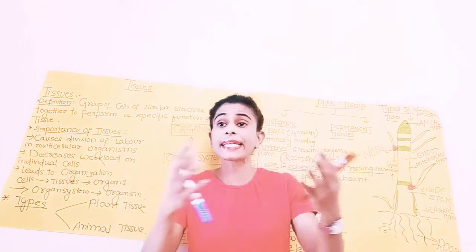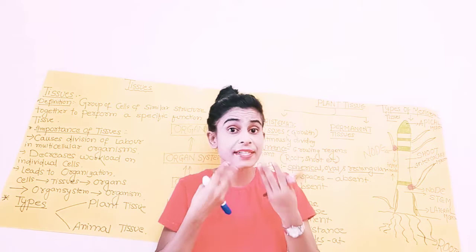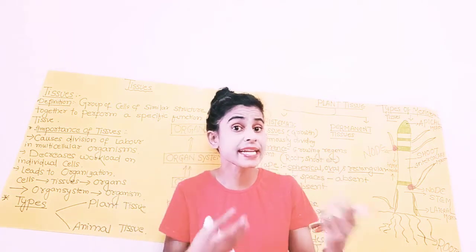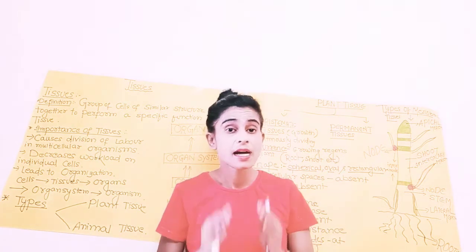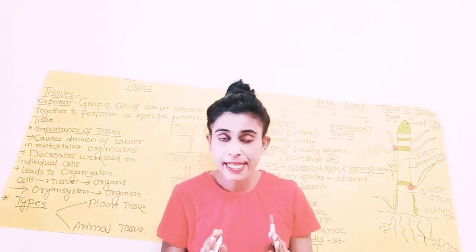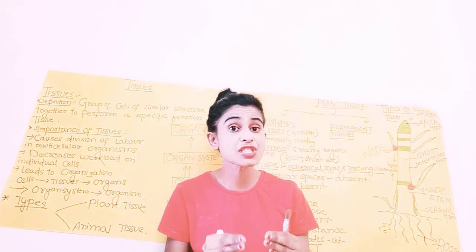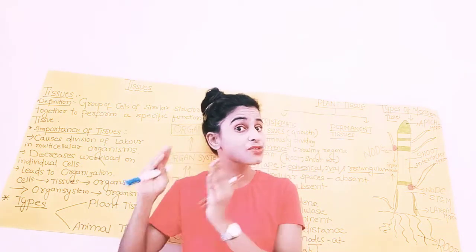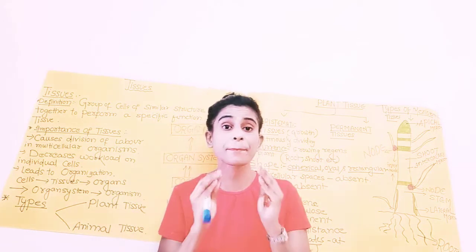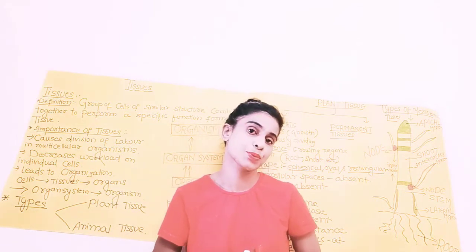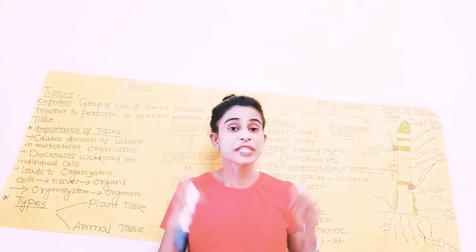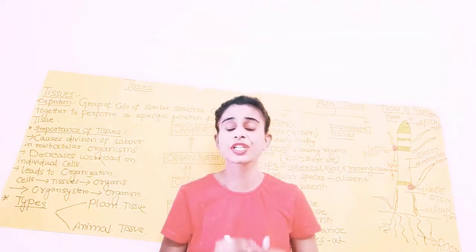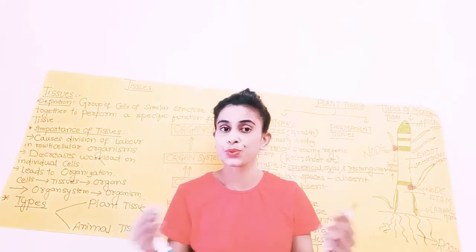We can take a group of cells of the respiratory system. We can take an example of a group of cells of the excretory system. Understood? A group of cells which must be the same in structure. Remember guys, same in structure and performing a particular function is called tissue. A group of cells which combine together to perform a particular function is called tissue.